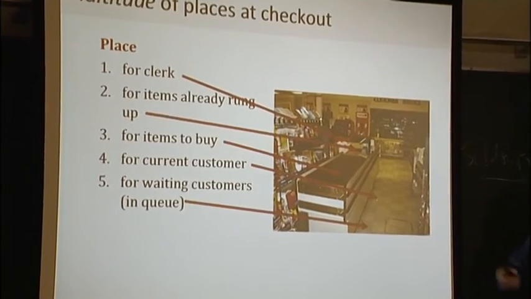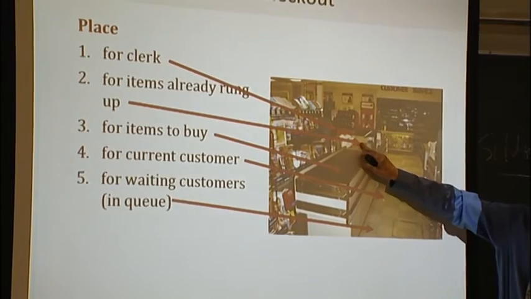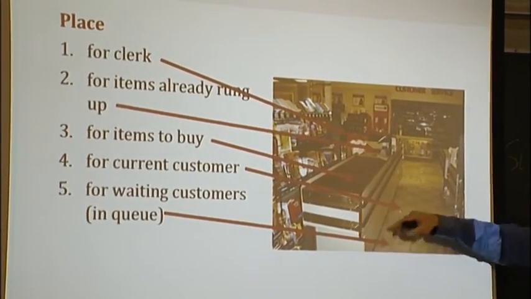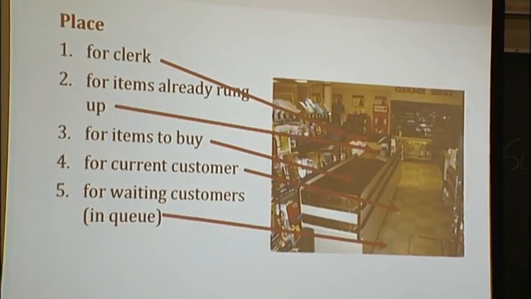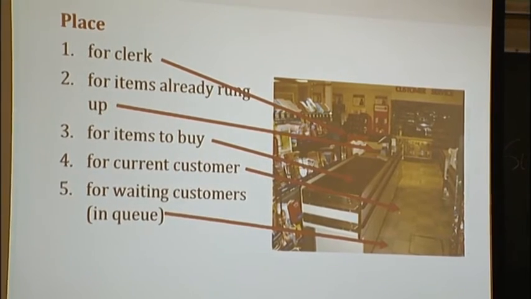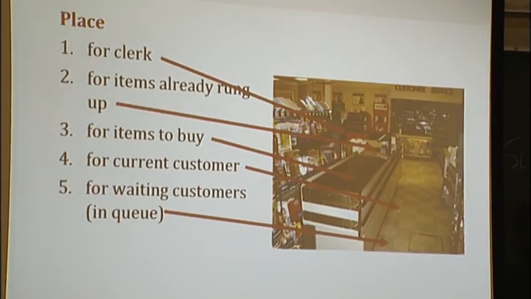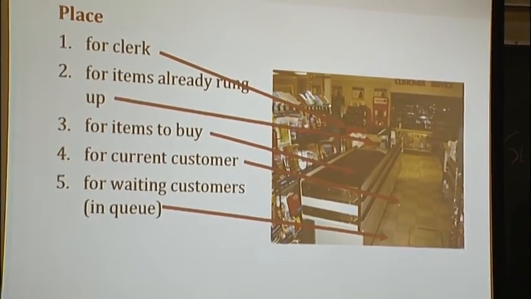So there's a place for the clerk behind the counter. There's a place for items that are already rung up, which are back here. The items that are going to be rung up right here. The current customer stands right here. The people who are waiting stand there. There are locations that are used all over the place. So these different places each have a different sort of interpretation in this situation here.